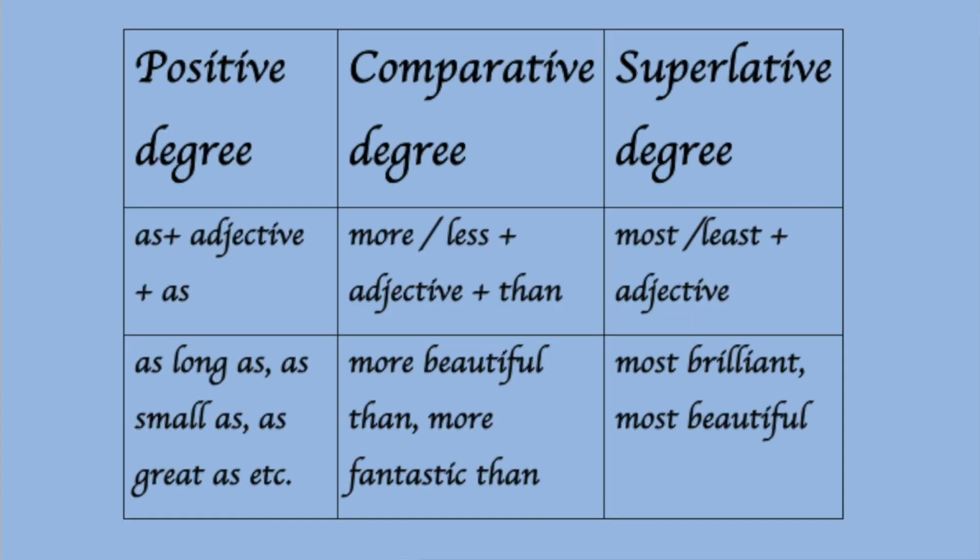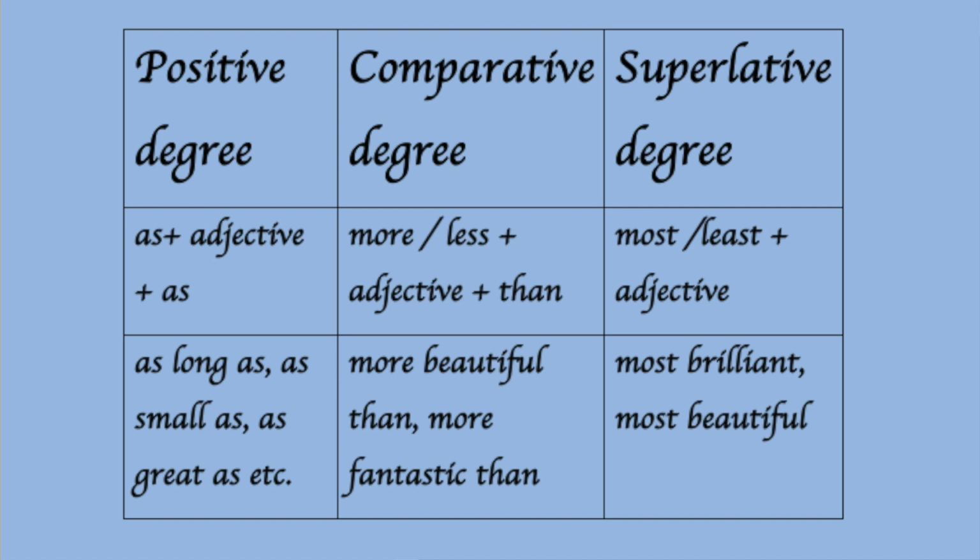There are three types of degrees. They are positive, comparative and superlative. Let's learn what they are. See the chart. Positive degree: as plus adjective plus as. This means two nouns are equal. For example, as long as, as small as, as great as, etc.